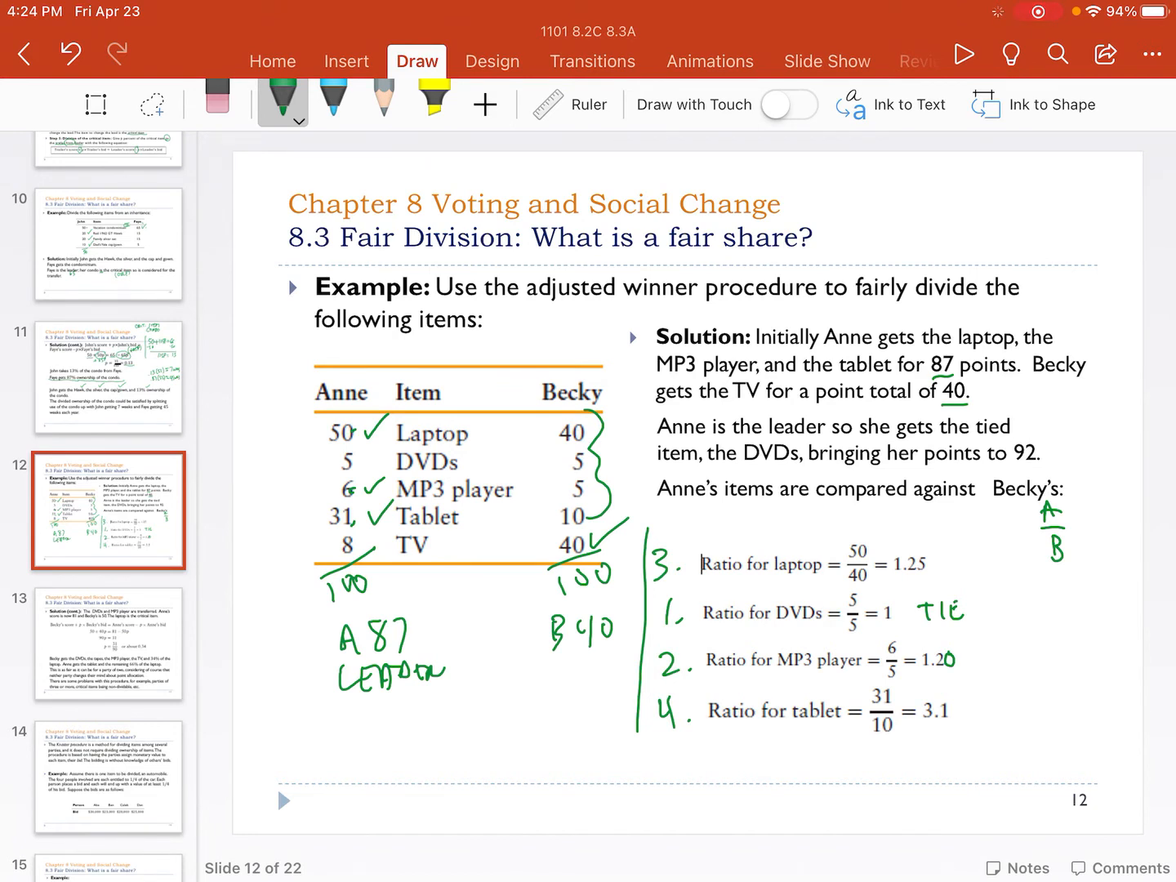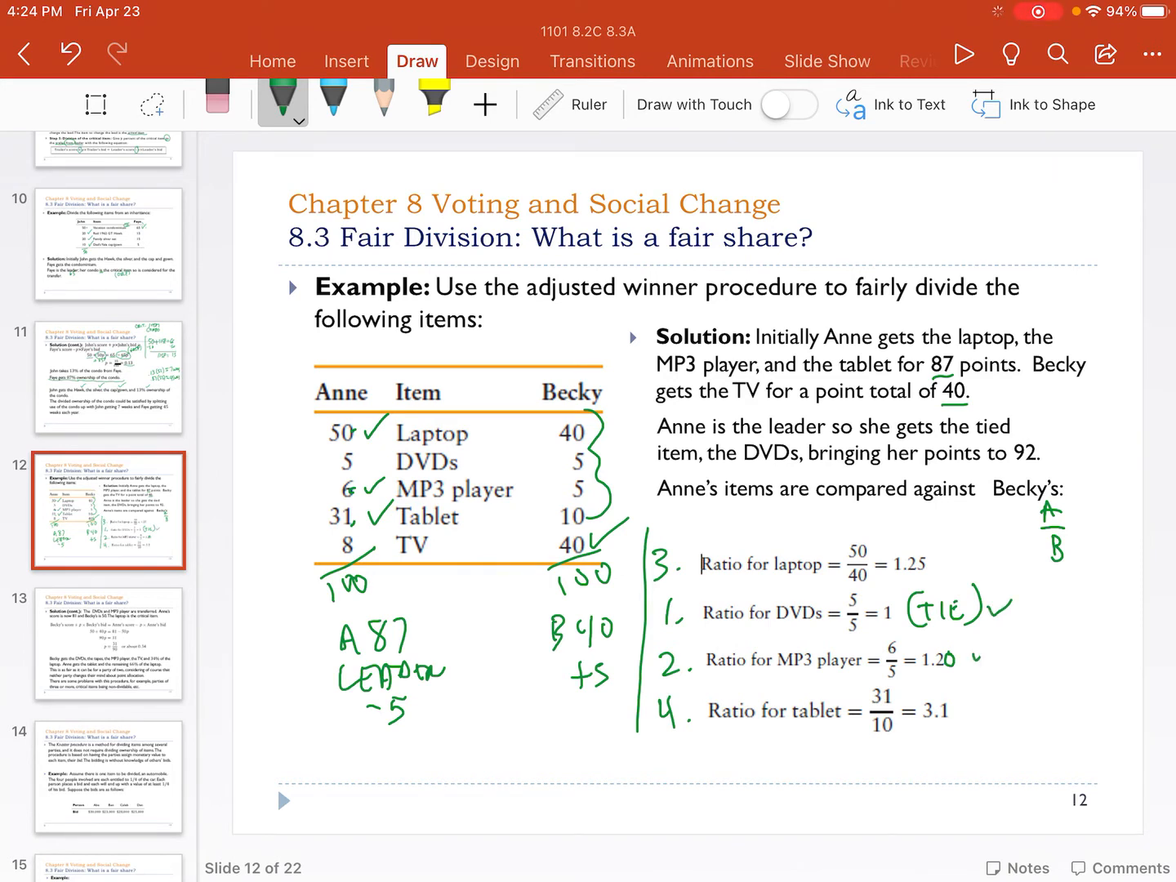So the DVDs and MP3s are transferred. So that's what we'll do. We'll go in order, and the DVD goes first, and that was because it was a tie. And so let me show you how things will change. They say the DVDs go first, so that means that Ann loses 5, and Becky gains 5.